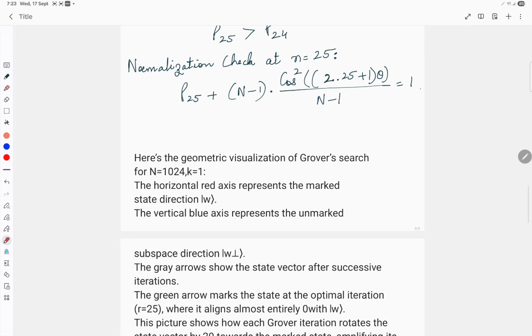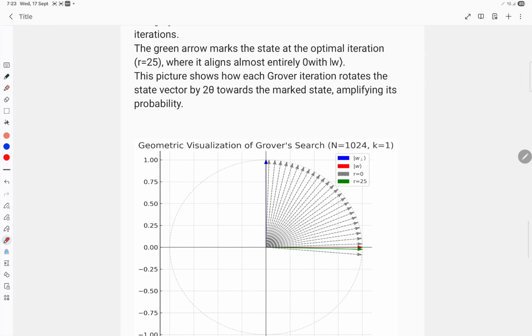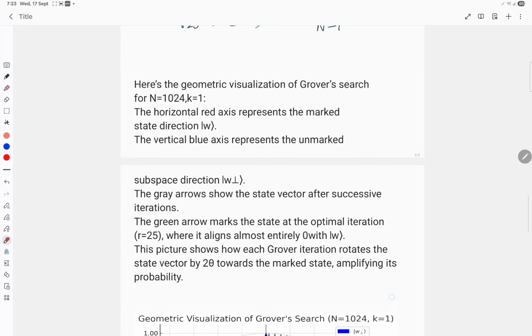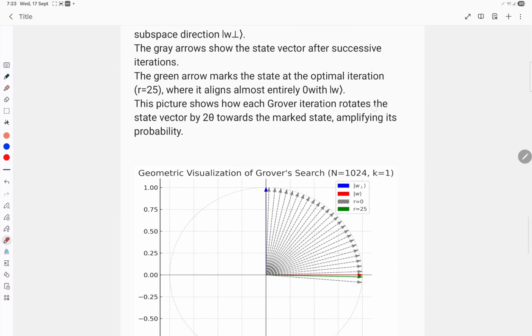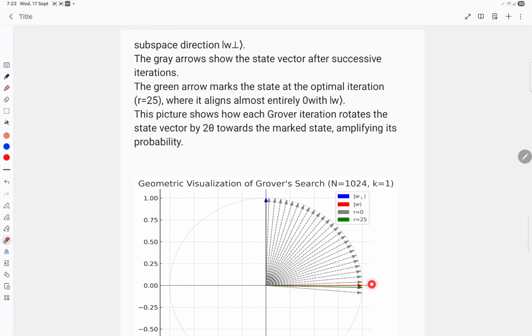Now we can also perform the geometric visualization. If you write the program for this and simulate it, you will be able to see the geometric visualization. The horizontal red axis represents the marked state direction w. So this is the state ket w. This is state ket w perpendicular. The gray arrows show the state vector after successive iterations. The gray arrow is moving towards the target state. After every iteration, it is moving by an angle 2 theta.